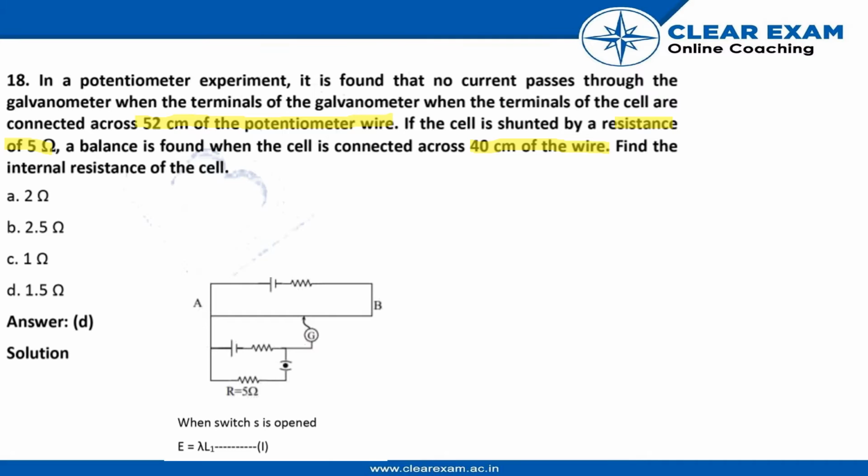Now, to start off the question, we'll consider two cases. First, when the switch is open, and second, when the switch is closed. So, when the switch is open, E is the potential. Potential is equal to lambda into L1, where lambda is the potential gradient, right? And L1 is the length of the wire. So E is equal to lambda L1 when the switch is open.